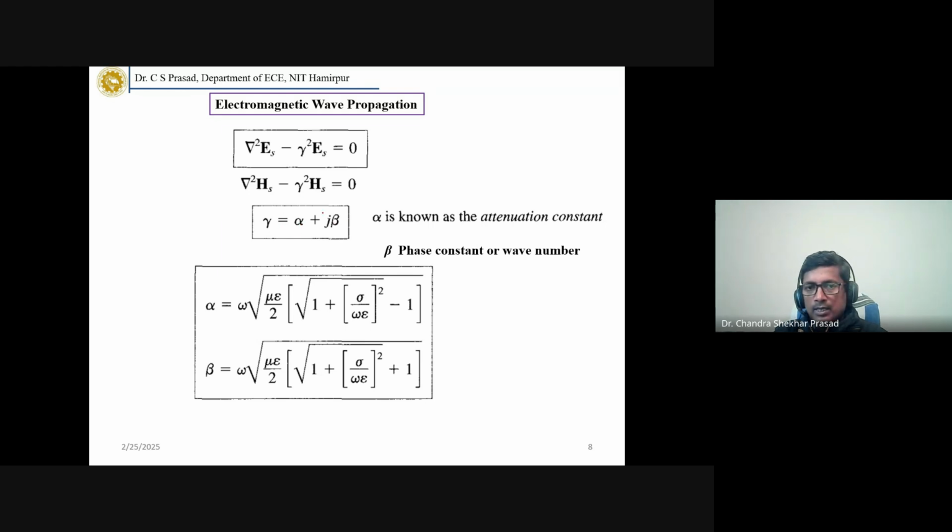You might have studied this in your UG courses. So this alpha represents your attenuation, and this beta is basically the phase constant. These two parameters are important to do the analysis of leaky wave antenna. That's why I have given it here for your recap.